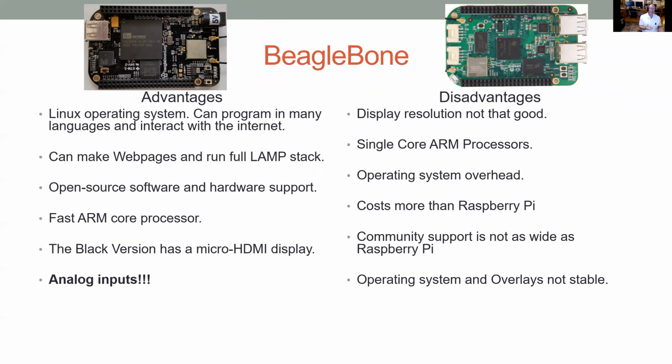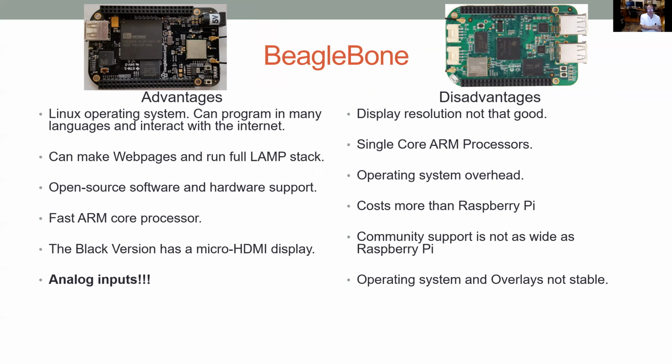A fast ARM core processor, and the black version has a micro HDMI display. It's not so hot, but it's still a display. But most importantly, the BeagleBone has built-in analog inputs. This is tremendous. This is one thing the Pi is really missing that the BeagleBone has. You know, disadvantages: your display's not as good if you look at the black versus the newer Pis. You have a single core processor on most of them, except for the very, very new ones.